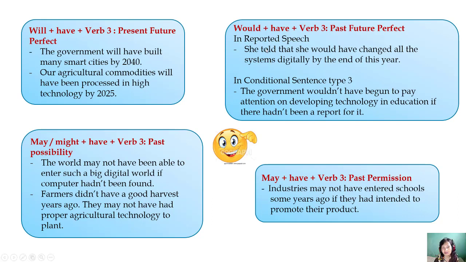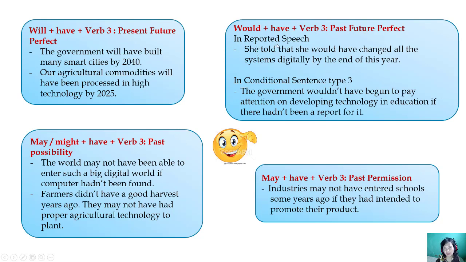Okay, and then would have plus verb 3, past future perfect. I must tell you that in modal perfect, the time mostly is in the past, except for this, because this is present future perfect. But for modal verbs, the time is present or future. So would have plus verb 3 to show past future perfect can be used in 2 ways.